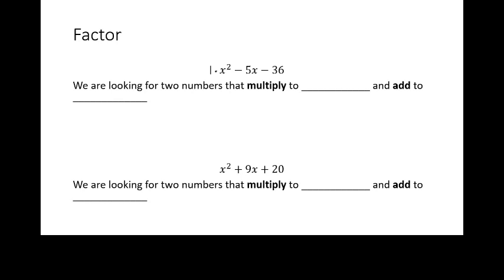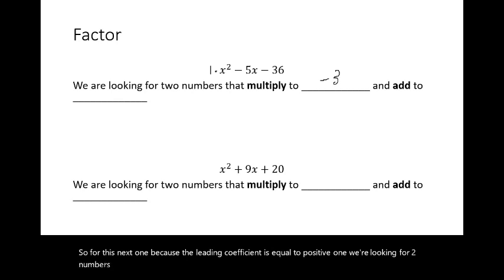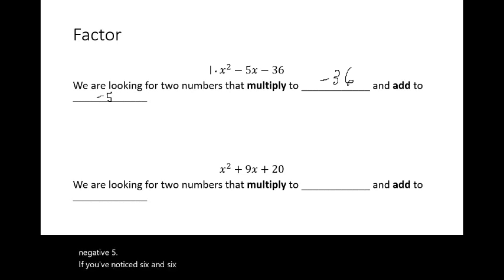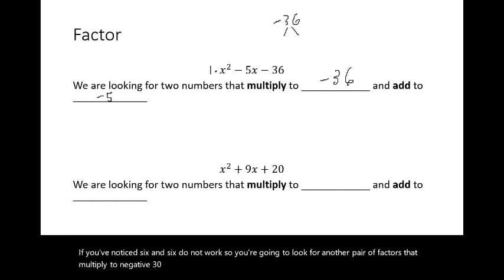Okay, so for this next one, because the leading coefficient is equal to positive 1, we are looking for two numbers that multiply to the last number, negative 36, and add up to the middle number, negative 5. If you've noticed, 6 and 6 do not work. So you're going to look for another pair of factors that multiply to negative 36.